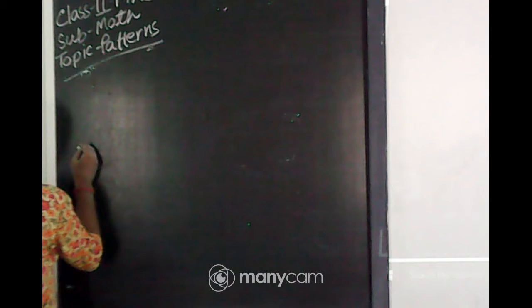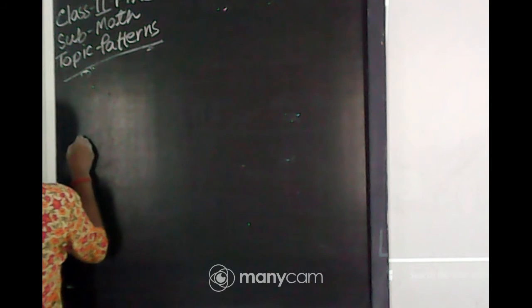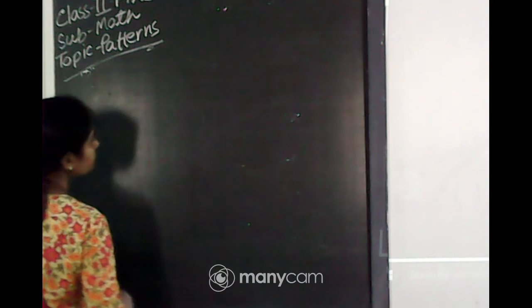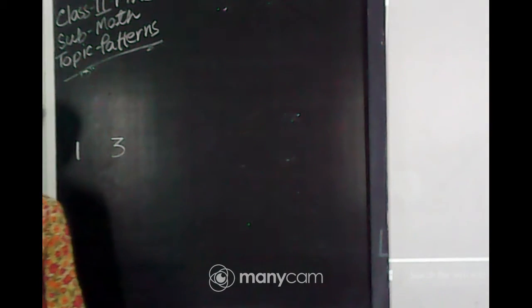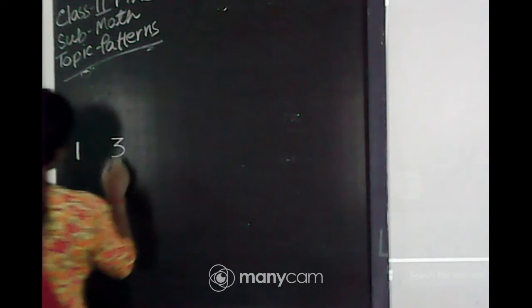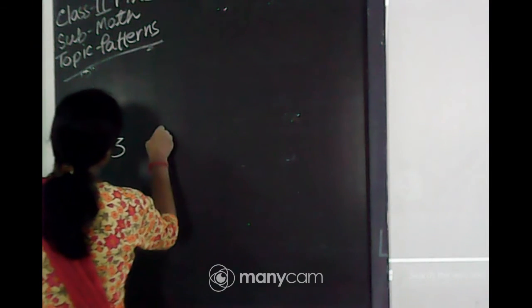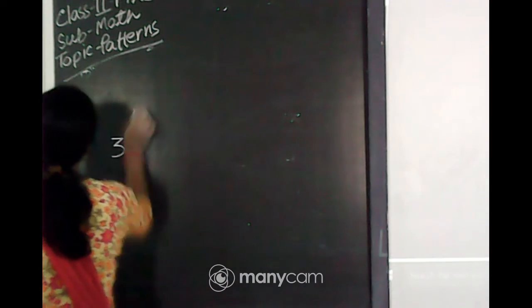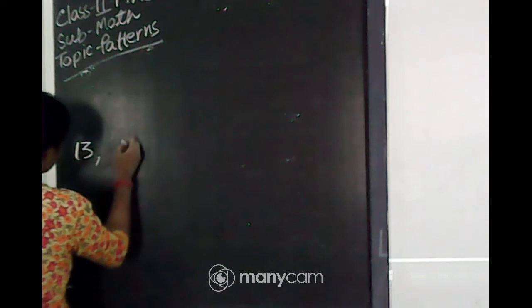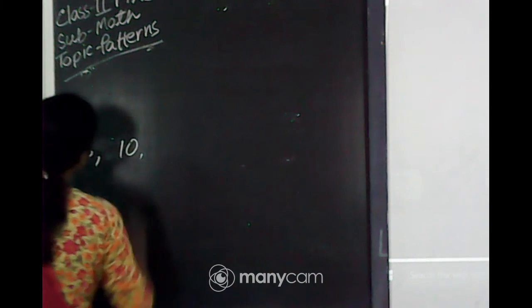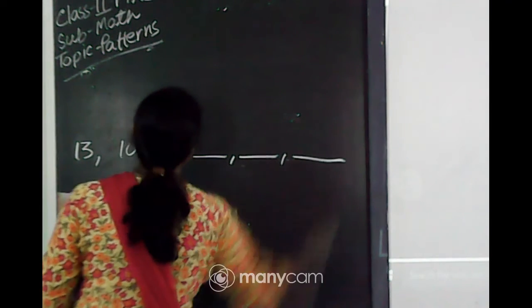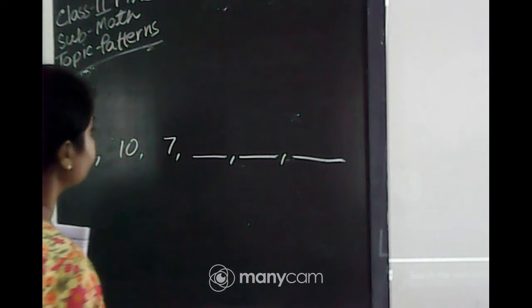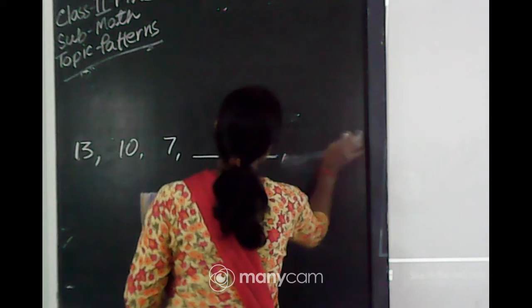Here, one, then 3. Okay, no, just write 13, 10, 7. Please tell me. 2 blank I have given.